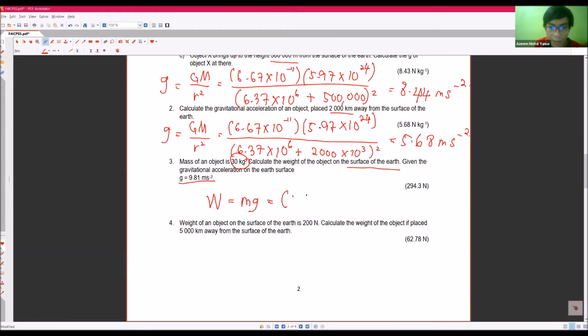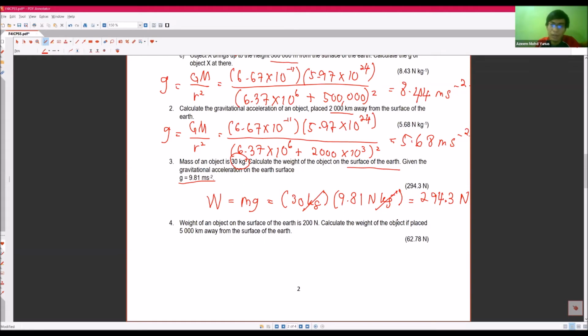Mass is 30 kilogram. The g here is actually 9.81, but we can change it to Newton per kilogram. Then when we calculate that, we got 294.3 Newton. So why do I want to change it into gravitational field strength? Because we can cancel out the masses here, just like with meter.